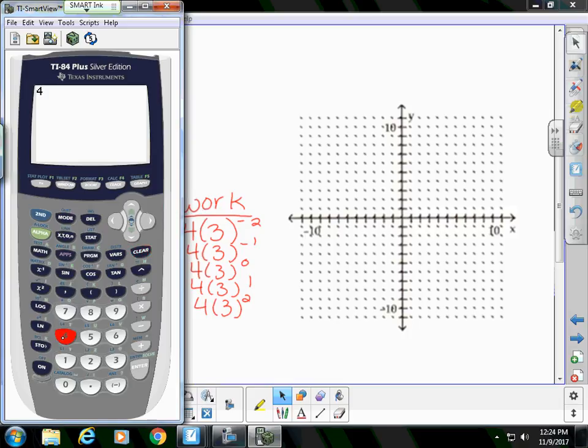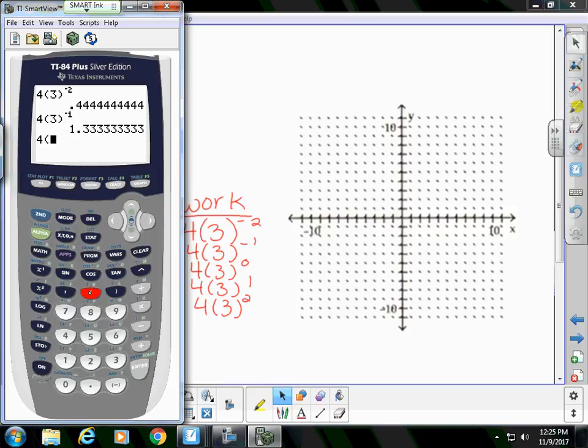Okay, so 4, parentheses, 3, parentheses. And then now we use that arrow up key, so it gives us that little box up there for the exponent, -2. And that came out to 0.44. 4, parentheses, 3, raised to the -1 power. 1.33, so see how it's getting bigger?